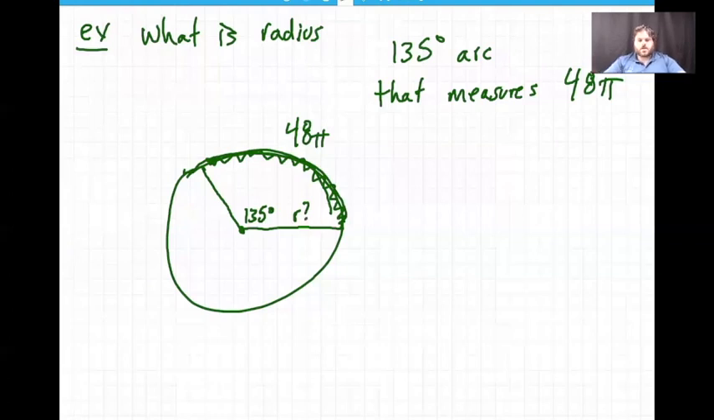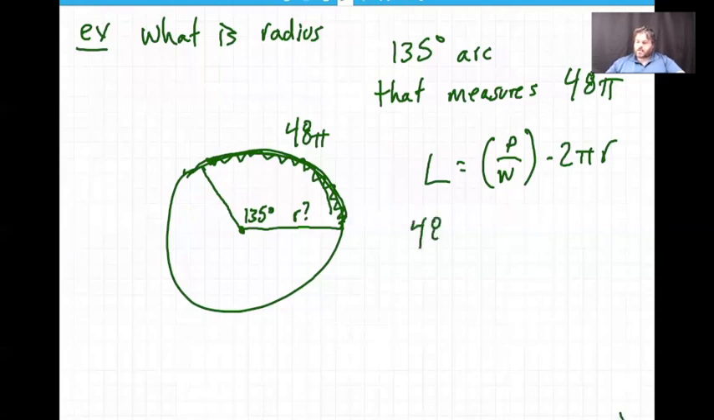Well, we're going to use the same formula that we did last time. The arc length is the fractional part of the arc. So what fraction of the whole circumference are we talking about, times the circumference, so times 2 pi r. Well, let's think about it. We know the arc length is 48 pi, so we can fill that in for L. We know the part, it's 135 degrees out of the whole, which is 360 degrees, times 2 times pi times the radius, and we're just going to solve for r.